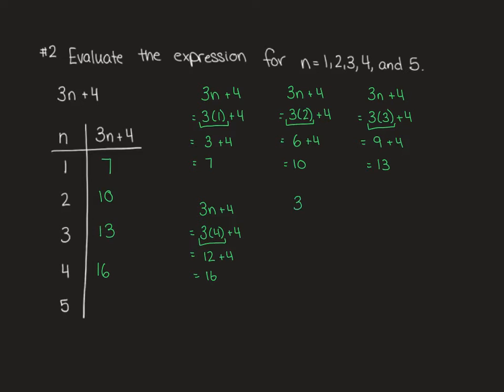And our last value, we're figuring out if n equals 5. So 3 times 5 plus 4. So 3 times 5 is 15, plus 4 equals 19. And we'll put that in our chart. So this is what it should look like when you are finished. You will probably not have enough space to show all of your work in your book, so it's okay if you need to use a notebook or a piece of lined paper to show all of the work, and then this is what you'll put in your book.